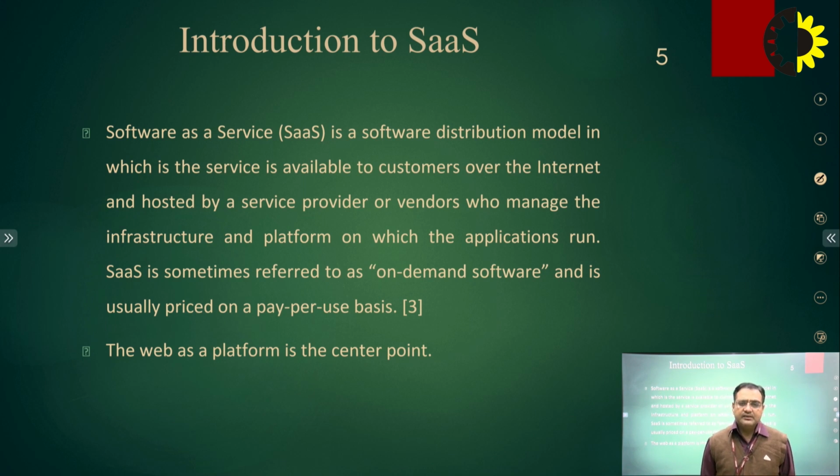These are a compact of all the basic services given to people by the cloud service provider. So software as a service is a software distribution model in which services are available to customers over the cloud and hosted by a service provider.